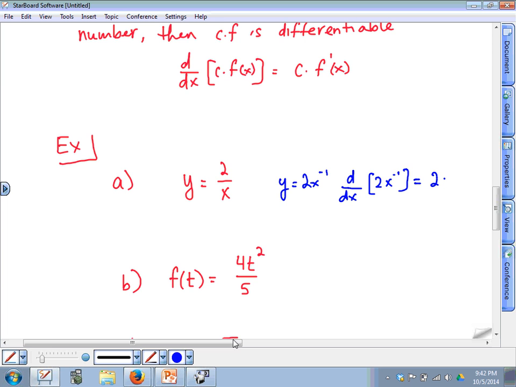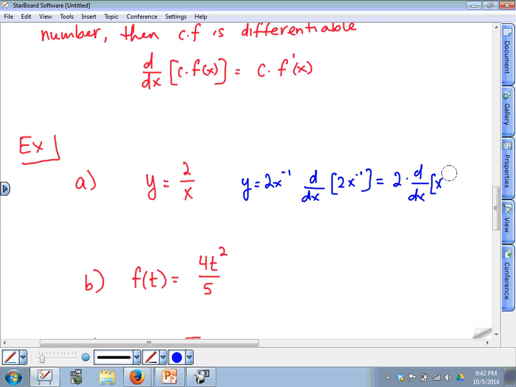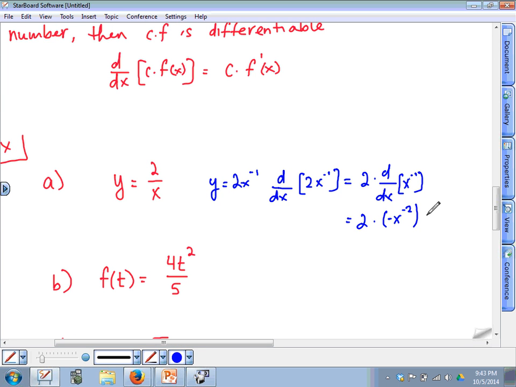So this is 2 times the derivative with respect to x of x to the negative 1. So the derivative of x to the negative 1 is negative x to the negative 2. Now you multiply with that constant 2, and we're going to get negative 2 over x squared.